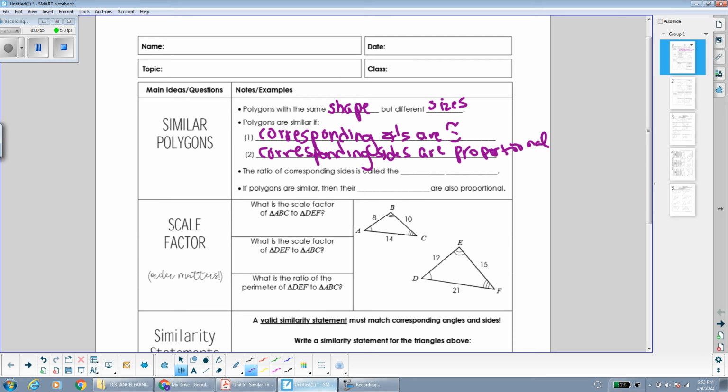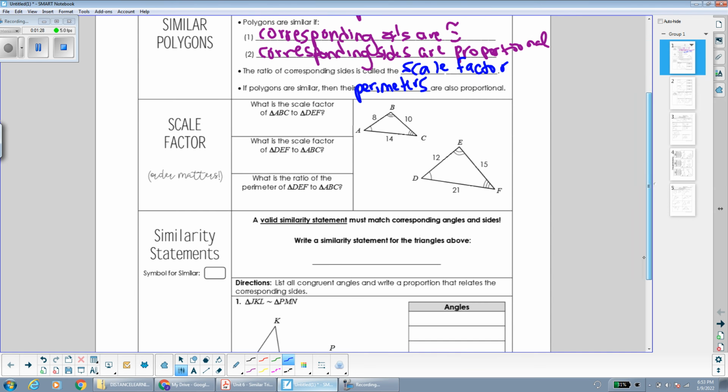The ratio of corresponding sides is called the scale factor. And if polygons are similar, then something to keep in mind, their perimeters are also proportional. And that makes sense because the side lengths are proportional and you find perimeters by adding up the side lengths of any polygon. So if the sides are proportional, then the perimeters will also be proportional. Let's talk a little bit more about scale factor.